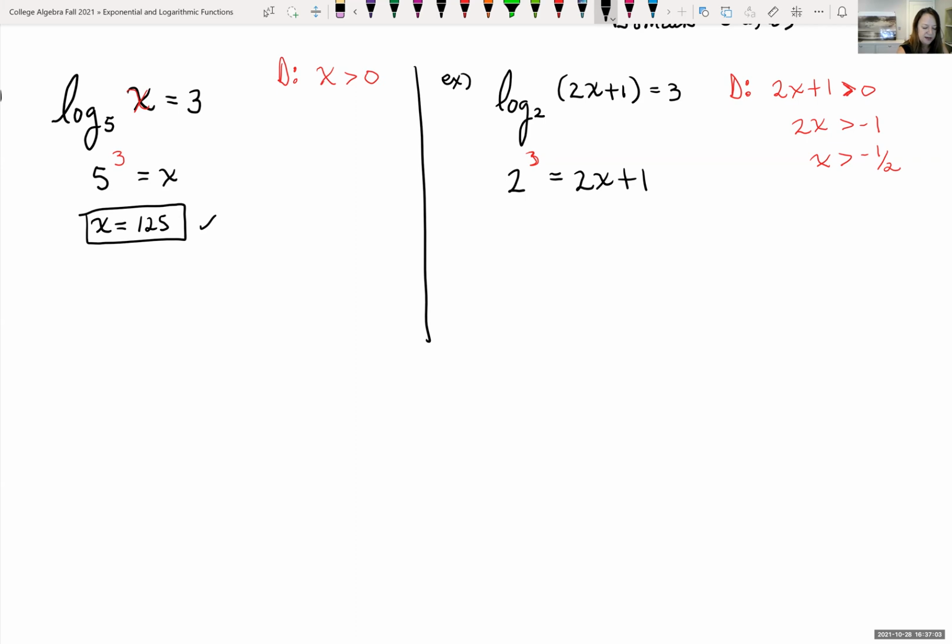Let's rewrite this as 2x + 1 equals 2 cubed. Simplify that, that's 8. Isolate x, subtract 1 on both sides, we get 2x is equal to 7. Divide by 2, we get x is equal to 7/2. 7/2 is bigger than -1/2, so it works. And our solution is 7/2.